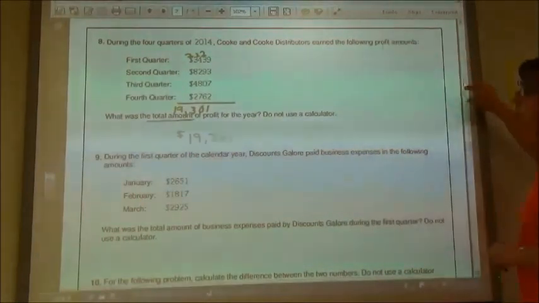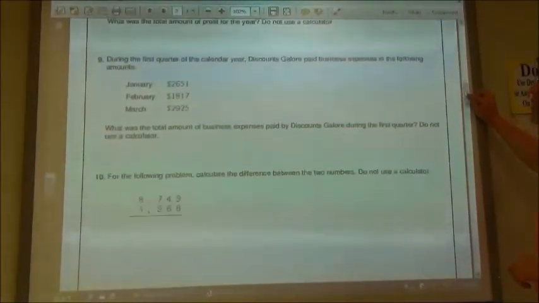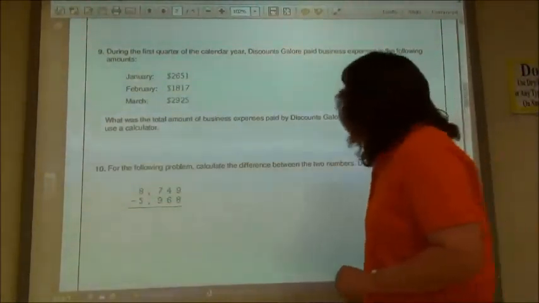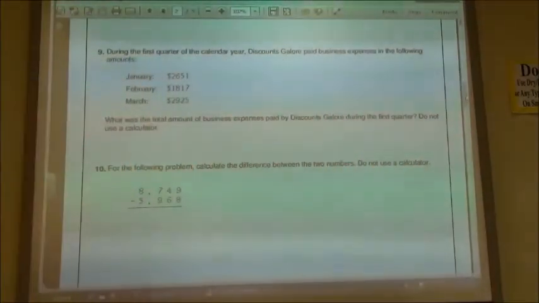Number 9, same kind of thing. It says during the first quarter of the calendar year, Discounts Galore paid business expenses in the following. So January 2,651, February 1,817, and March 2,925. What was the total amount of business expenses? So again, I'm going to add those up.